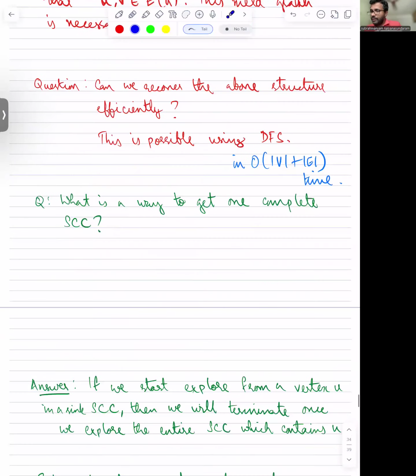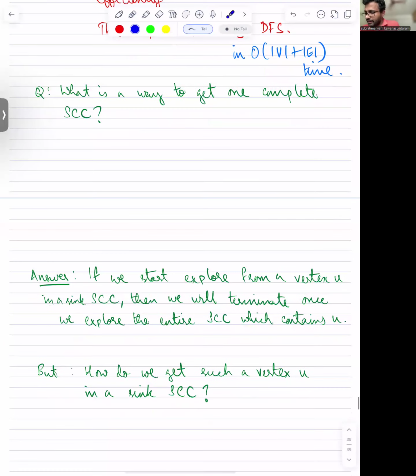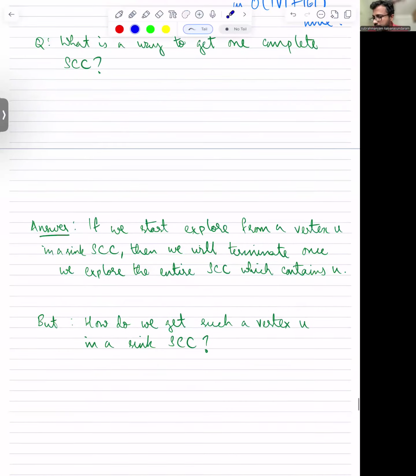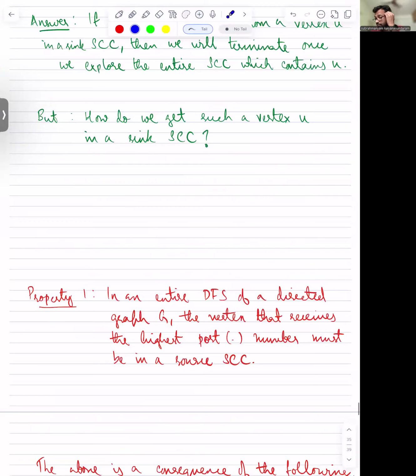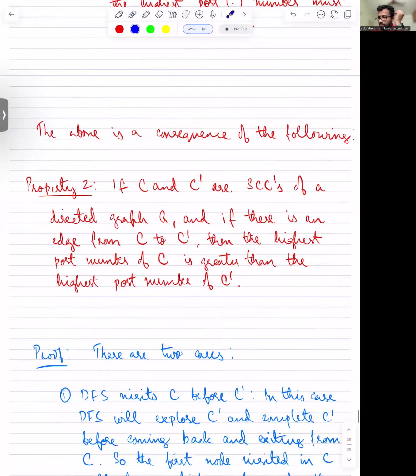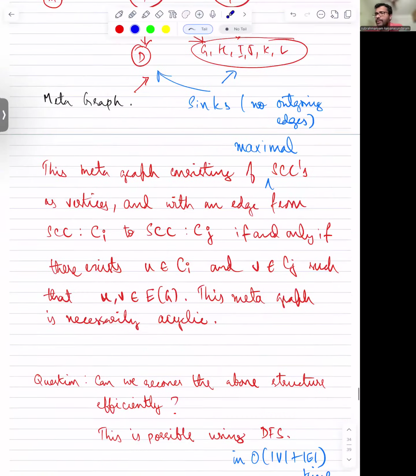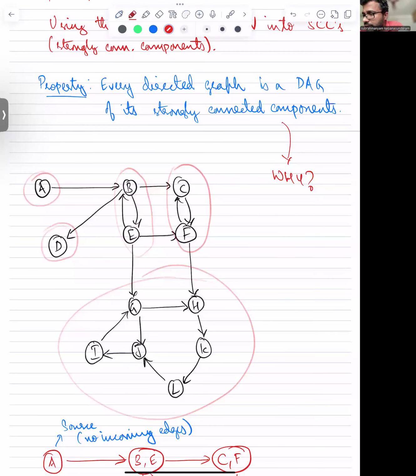So I think this is what I will be discussing. If we start explore from a vertex in a sink strongly connected component, then we will terminate once we explore the entire strongly connected component which contains Q. And the question then is, but how do we get such a vertex? So now maybe we'll just quickly do this. We'll try to label these vertices with the pre and post numbers.